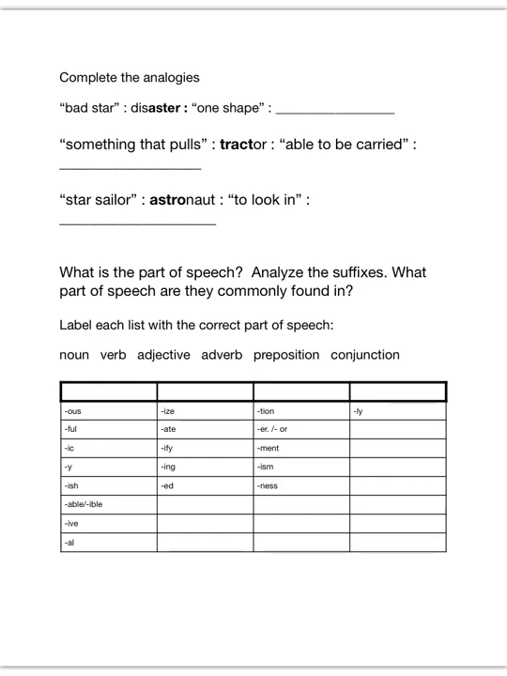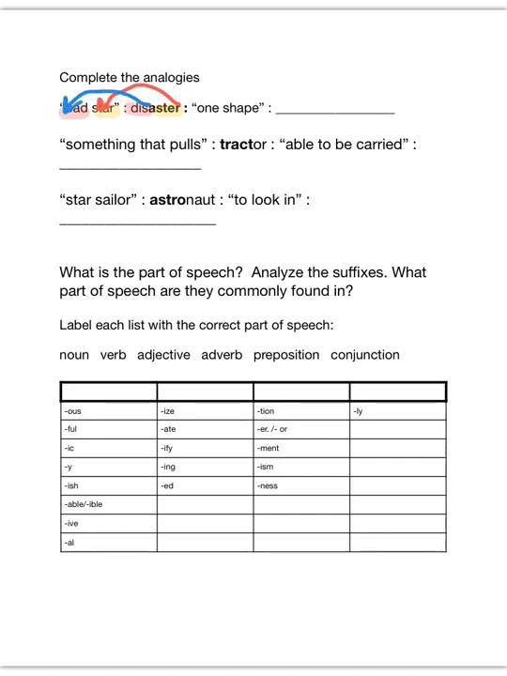So the first one says bad star is to disaster as one shape is to blank. So in the first analogy, bad star is to disaster as one shape is to blank. So the root that we know of, aster, A-S-T-E-R, means star. So you'll notice that I've highlighted in yellow aster. It means star. The other part that I highlighted, you'll notice that the prefix dis means bad.